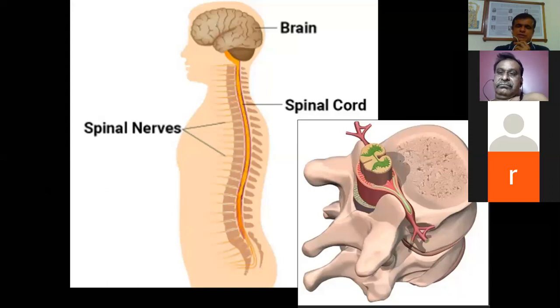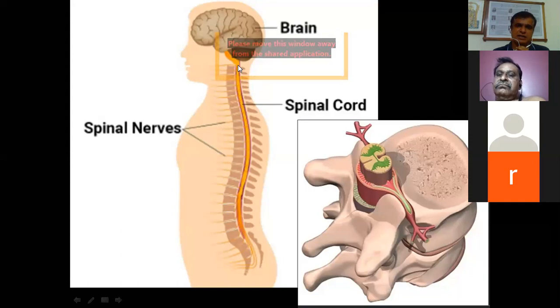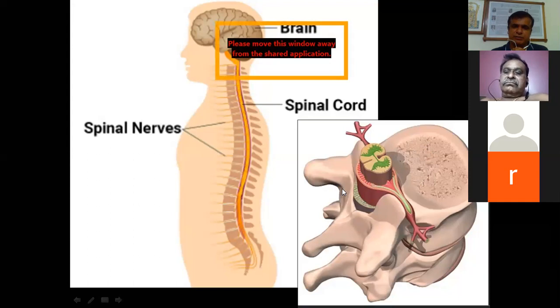So when you see the structure of the spinal column, it extends from the base of the skull and extends up to the sacrum. So this spinal column consists of the vertebral body anteriorly, the posterior arch posteriorly, and the intervening disc space. The main purpose of this vertebral column is to protect the soft spinal cord.